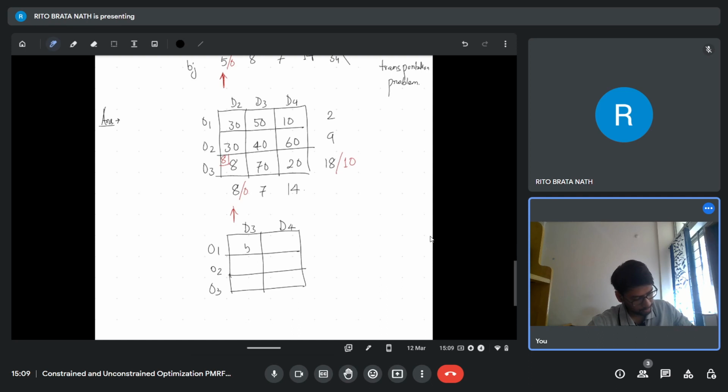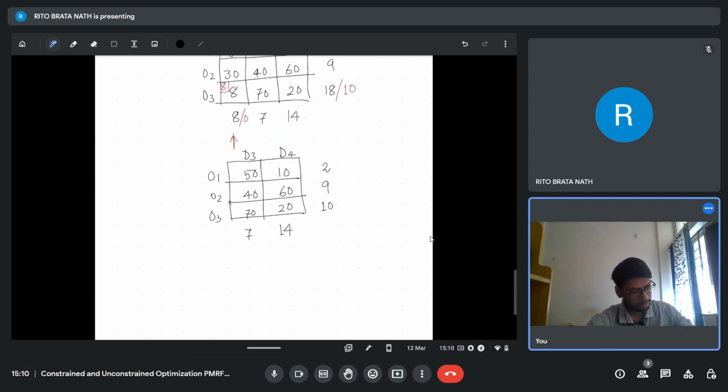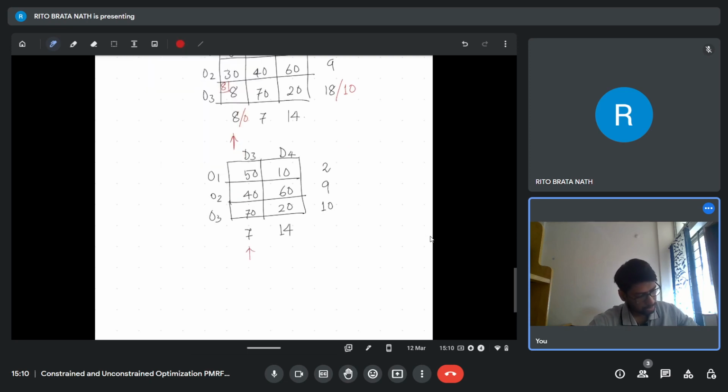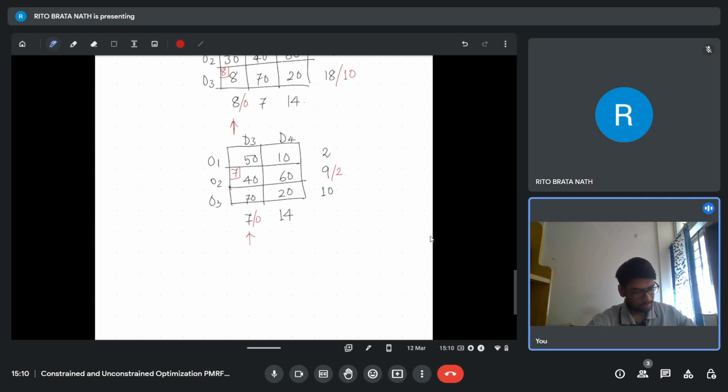So this is 50, 10, 40, 60, 70, 20. This is 7, 14. This is 2, 9, and 10. Now you have to pick the next column, which is this one. And here the minimum one is at 40, so we can allocate 7 here. So this becomes 0, this becomes 2, right? And as you can guess, you'll be left with only one column.